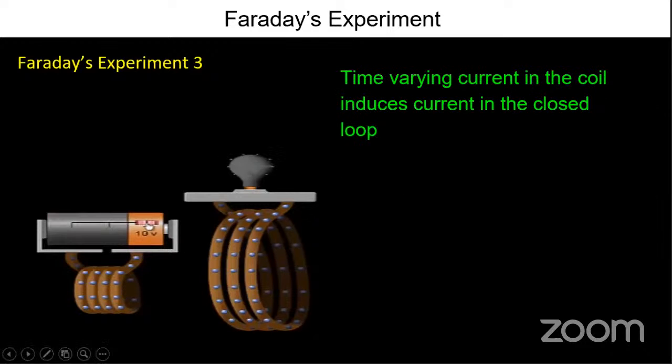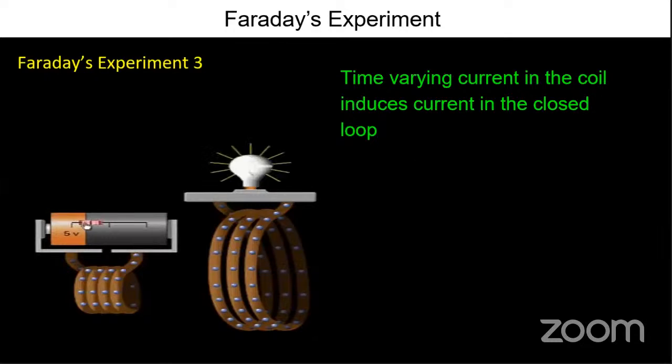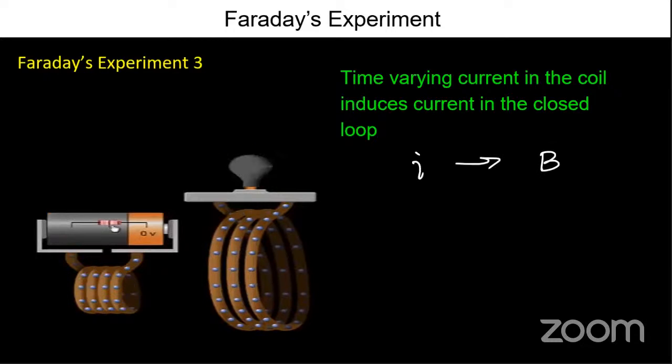So this simply says the time varying current in the coil induces current in the closed loop. The time varying current will give a time varying magnetic field, right?